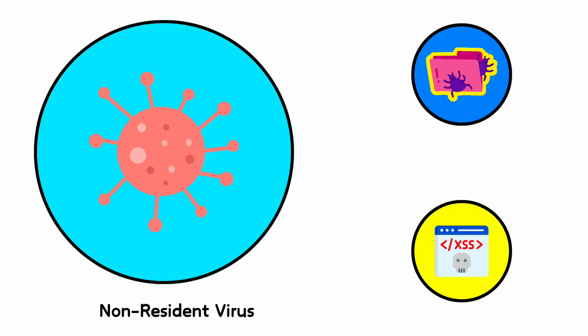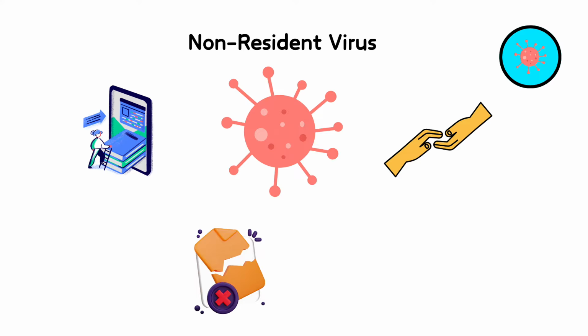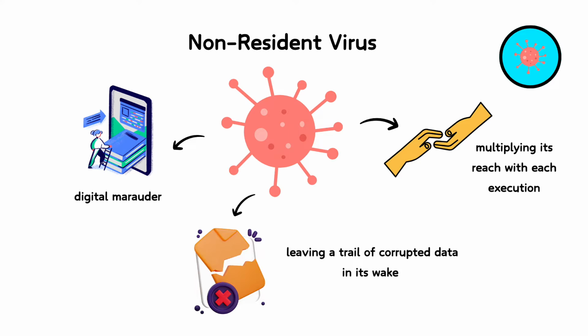Non-resident virus. A hit-and-run digital marauder, the non-resident virus executes its payload and then leaves, not lingering in memory. It spreads rapidly, infecting other hosts, multiplying its reach with each execution and leaving a trail of corrupted data in its wake.